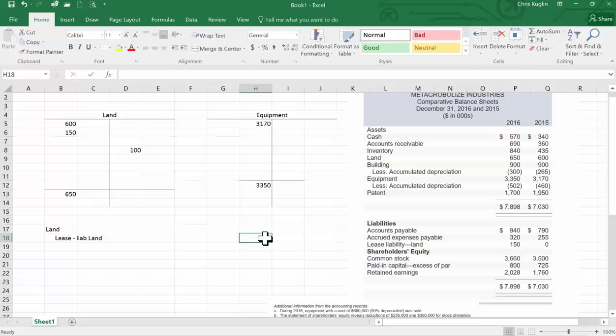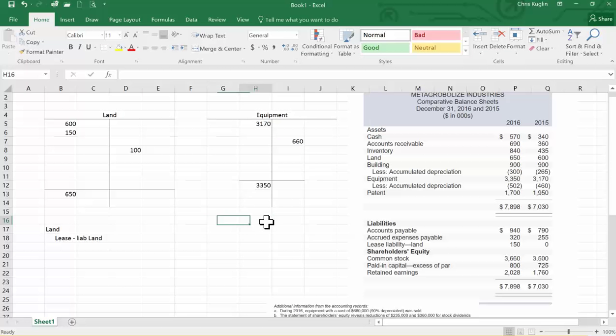And is there any information that was given us additionally on equipment? Well, yes, in the additional information, it said that equipment with a cost of $660, 90% depreciated, was sold. Again, we always take assets off the books at the historical cost, so we know we have to plug in the 660. I just dropped the zeros. So let's see if that makes the left equal the right.